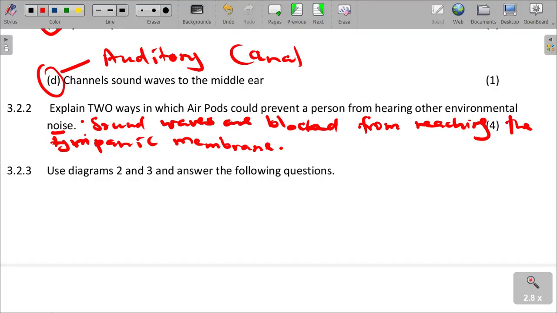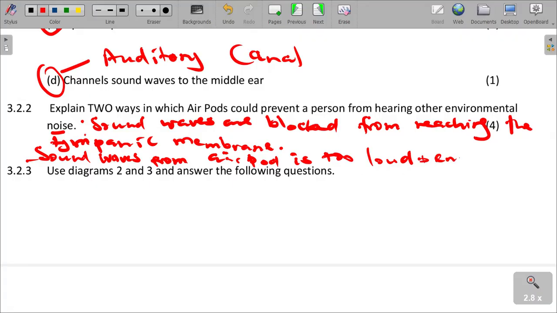And then we can also say sound waves from the AirPods are too loud, and the environmental noise is too quiet. So that is one other way that we should look at that.